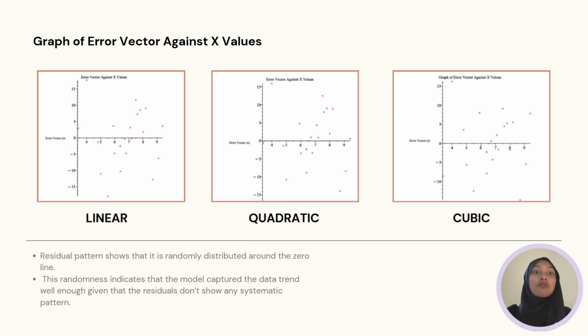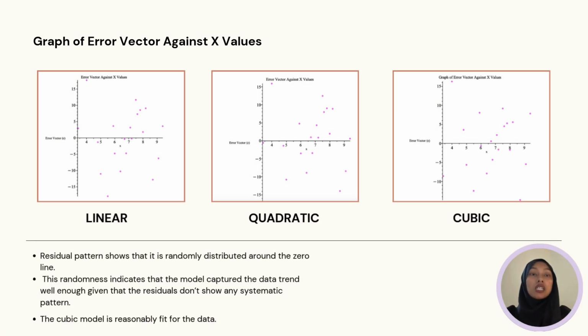About the graph of error vectors against the x values. For the linear, quadratic and cubic graph, the residual pattern shows that it is randomly distributed around the zero line, and this randomness indicates that the model captured the data trend well enough given that the residuals do not show any systematic pattern. And lastly, we can conclude that the cubic model is reasonably fit for the data.